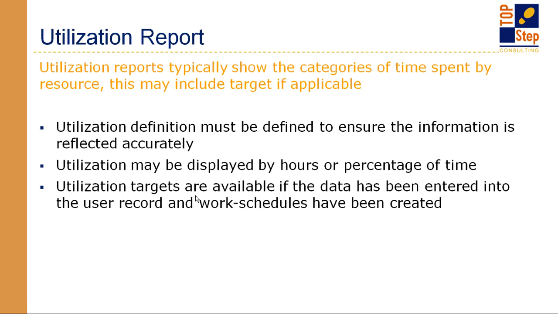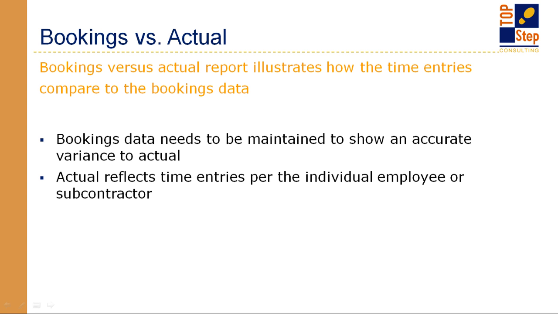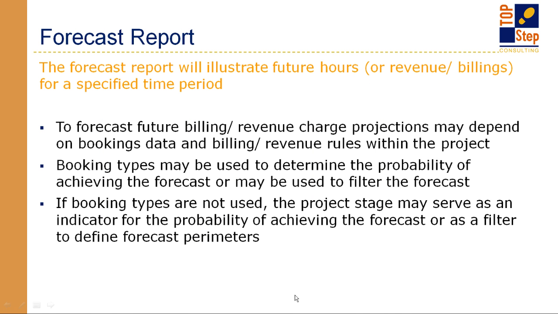So bookings versus actual. As we looked at our bookings in our system, we want to compare those to how actual time has been posted into timesheets. And this just shows maybe how are we doing with forecasting our bookings, where do we need help, what types of projects are we good at, what types aren't we, that type of thing. And we can look at this by employee, by sub, however. All right? And a forecast report.